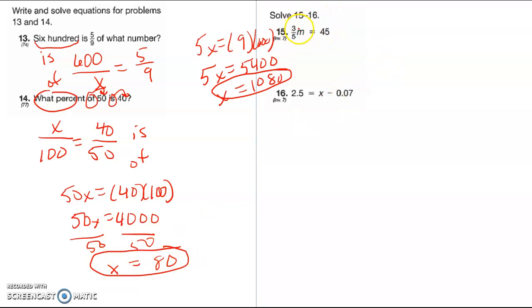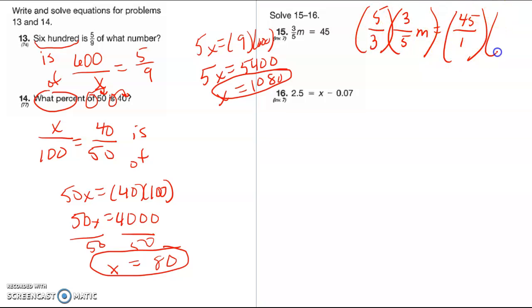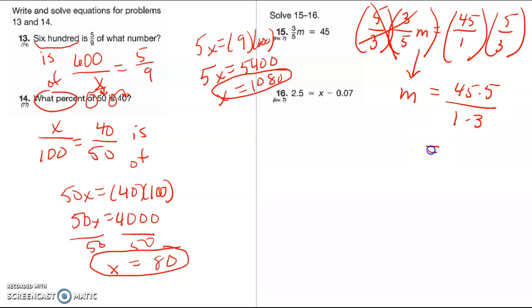Okay, this was one of the most missed problems. So we have 3/5 m is equal to 45, and I'm going to put 45 over 1 because I have to multiply by the reciprocal. So this is going to cancel. I get m equals 45 times 5 over 1 times 3, which is going to give me 75.